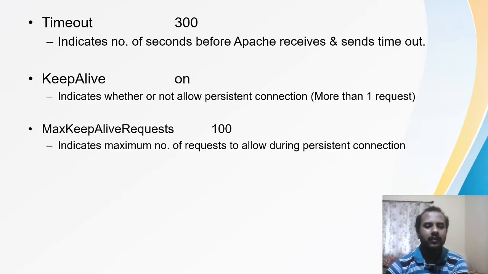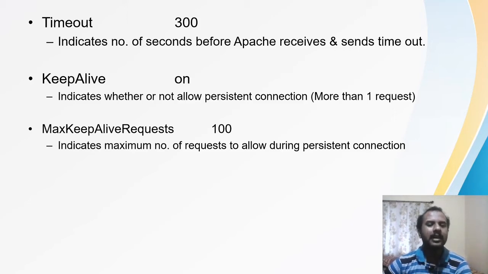Timeout, as the name suggests, indicates the timeout period, that is the number of seconds before Apache receives and sends the timeout. For example, for any connection there should be a timeout. After the timeout is over, the timeout signal will be sent and later on the connection will be broken. Keep alive, we have two things here, keep alive on and you can make it off also.